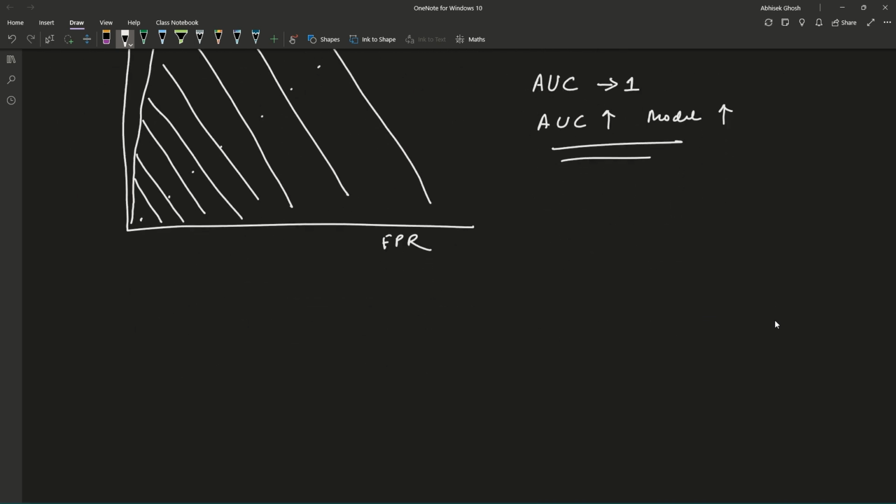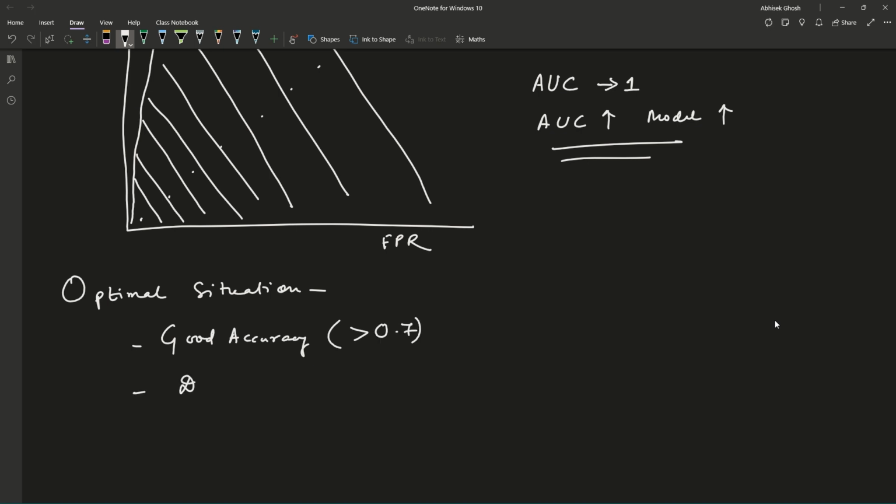Now the question that remains is that we have so many metrics, and in different situations we take different kinds of metrics. How can we understand what the optimal situation is? The optimal situation is when we have good accuracy. There is no exact value by which we can say this is a very accurate model, but for the sake of our conversation, let's say it's greater than 0.7 or 70%. We have decent recall, around 0.7 to 0.8, and we have a decent specificity.